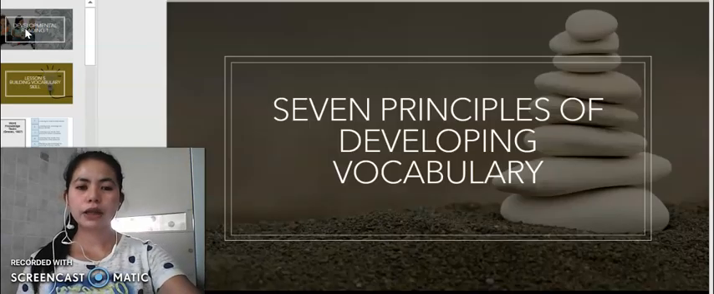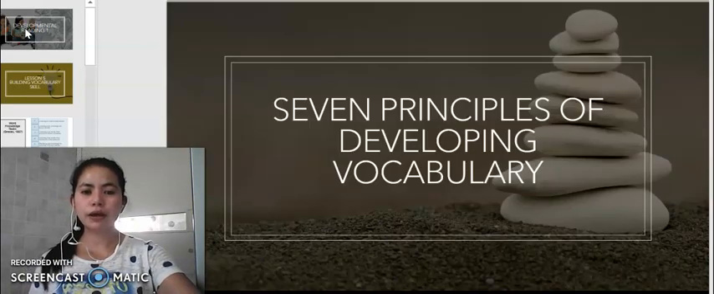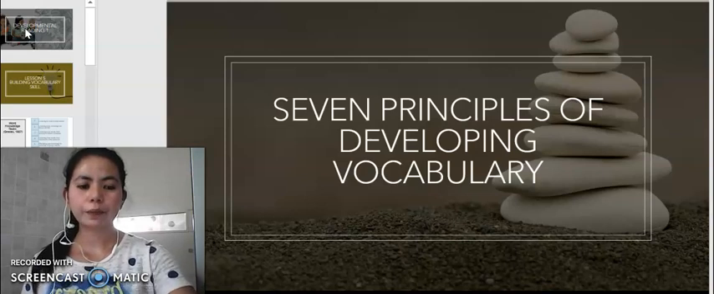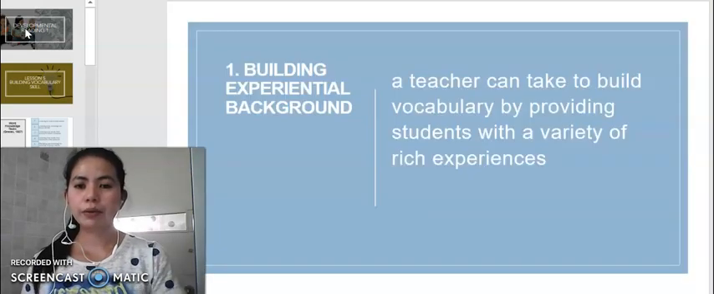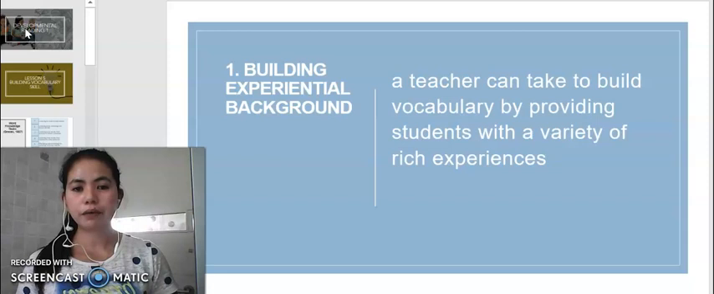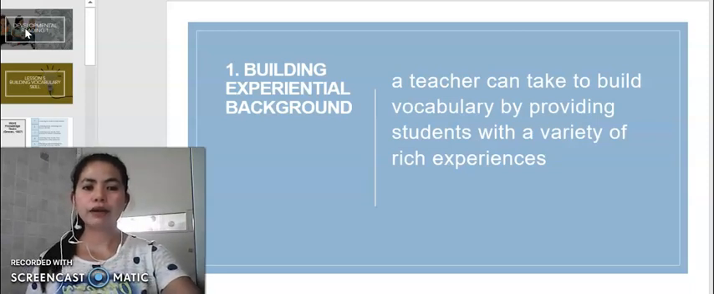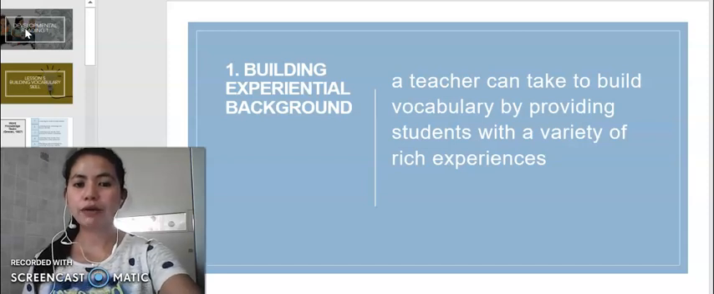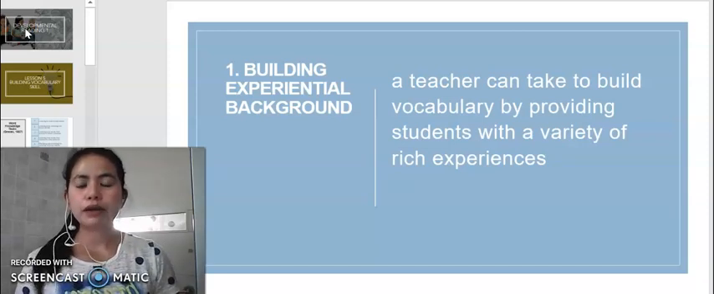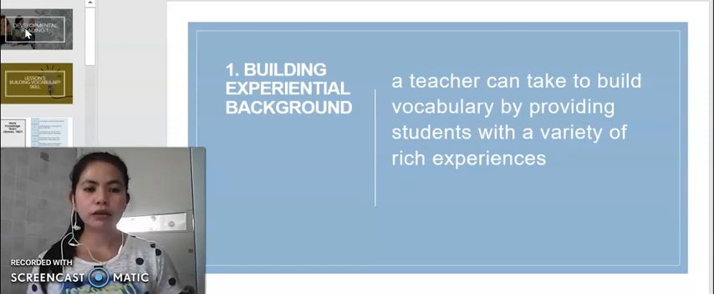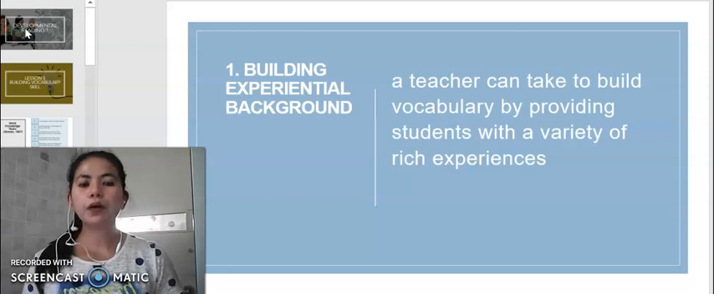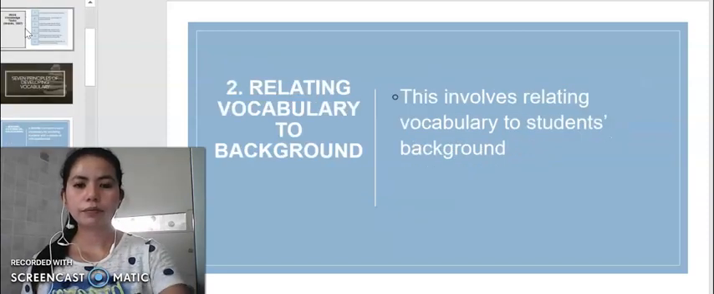And there are 7 principles of developing vocabulary. Number 1 is building experiential background. A teacher can build vocabulary by providing students with a variety of rich experiences. For example, the teacher takes the children to an apple orchard or supermarket, a zoo, or to a museum or office.